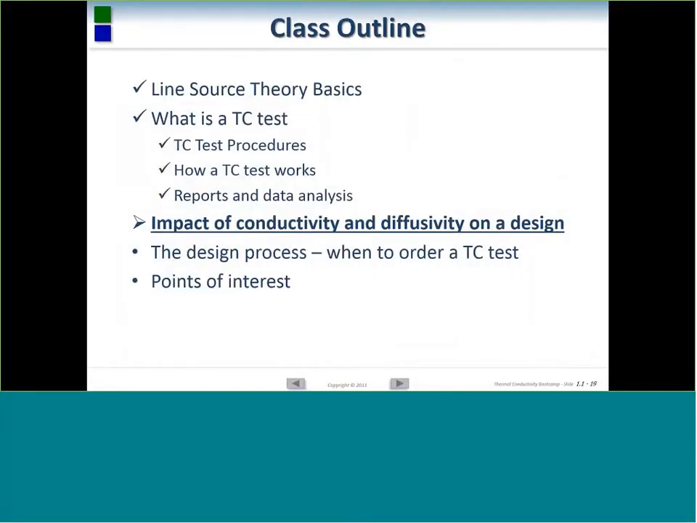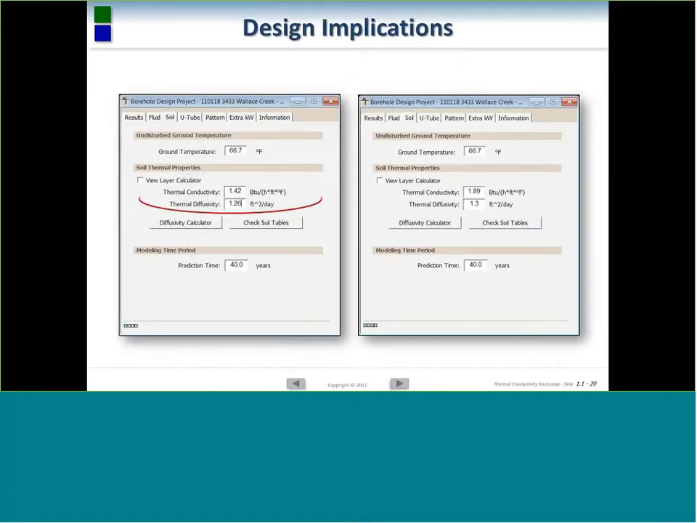Okay, so impact on designs. We're going to take 2 different scenarios here. On the left, we've got one scenario where, in our preliminary design, we estimated the soil would have a conductivity of 1.42 and a diffusivity of 1.26. After running a thermal conductivity test, we found a calculated conductivity of 1.89, and an estimated diffusivity close to 1.3.